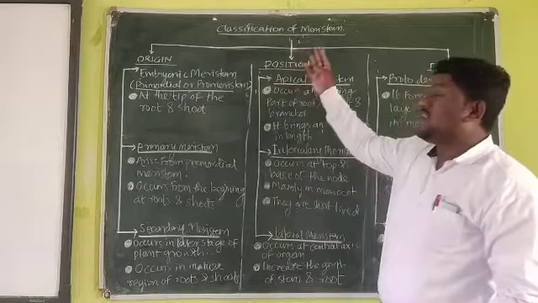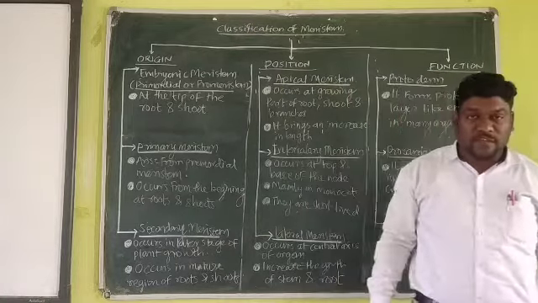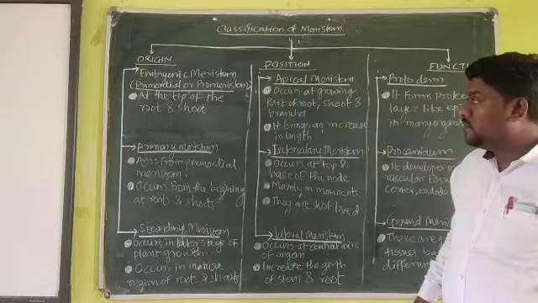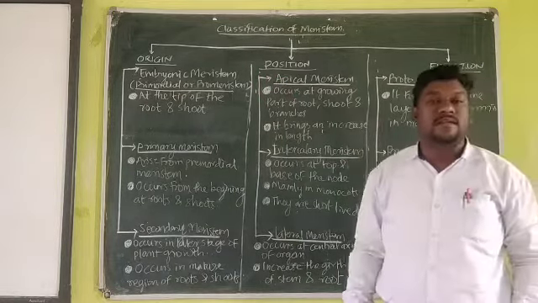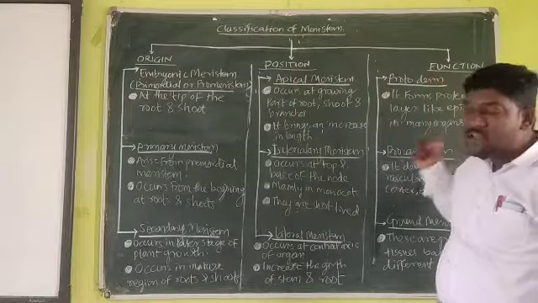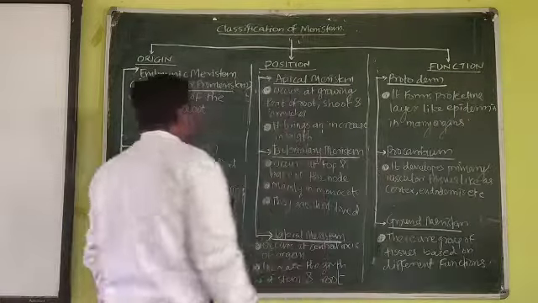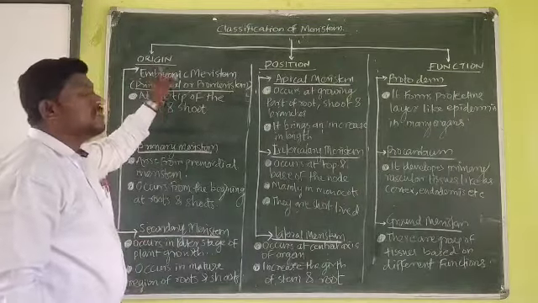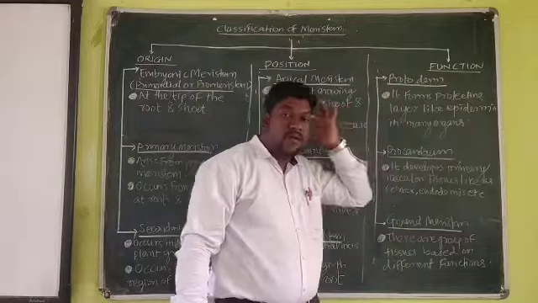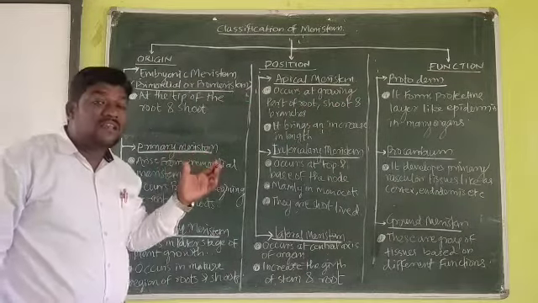So you can see clearly that the classification of the meristem. Okay, I have made one chart. It's a tree diagrammatic chart representing all the three parts: origin, position and function. So it means that on the basis of origin, on the basis of position and on the basis of function, the meristem is classified.